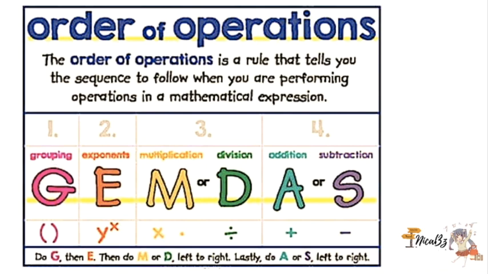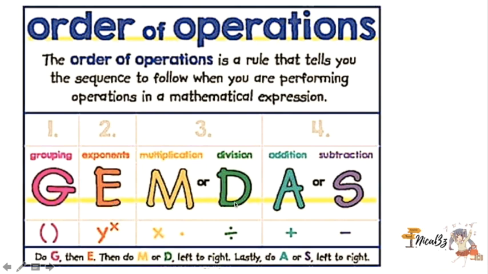That means that you have to solve first everything that is inside a grouping symbol. It can be parentheses or brackets or braces. Next, you have to do exponents. So anything that has an exponent must be simplified first.